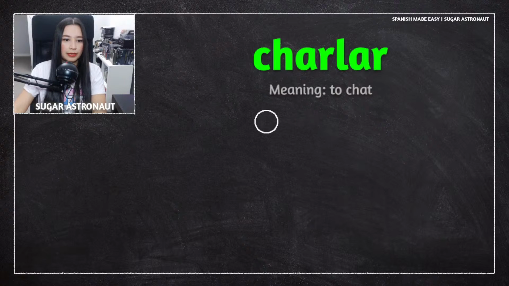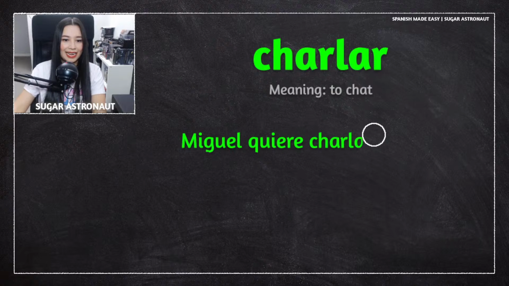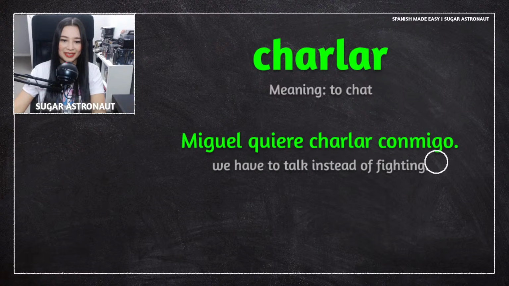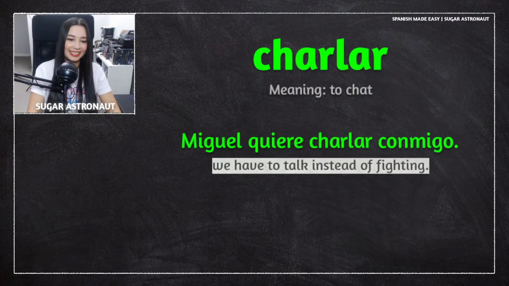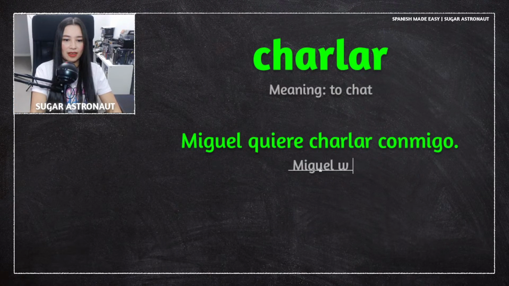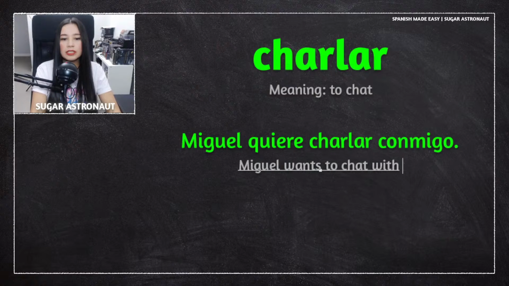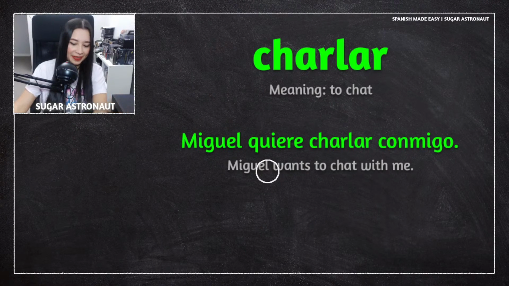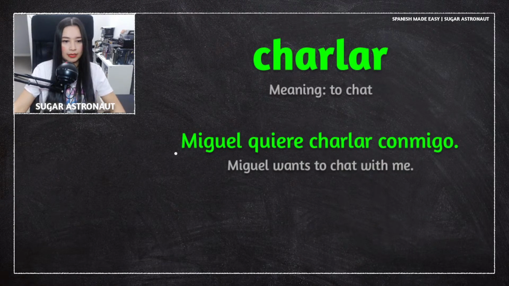Now, the first example is Miguel quiere charlar conmigo. Miguel quiere charlar conmigo. This means, no, this is not what it means. I don't know what happened there. Miguel wants to chat with me or wants to talk with me. Okay. That's what it means. I apologize. Miguel quiere charlar conmigo. Now, let's break this down. Miguel is a name, a first name.